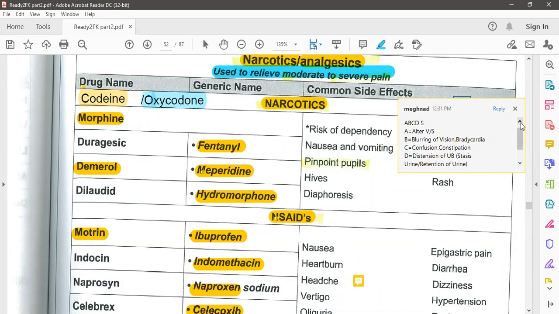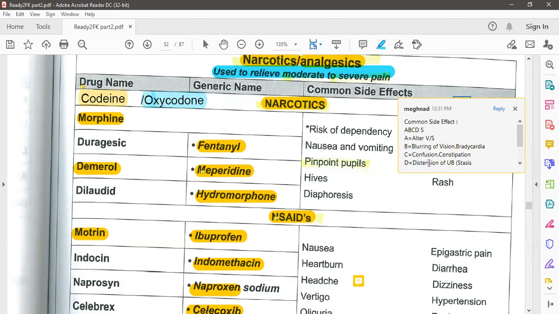So an easy way to remember the common side effects of all narcotics or opioids: A, B, C, D, and S. A stands for altered vital signs. Altered vital signs means they reduce the blood pressure, which we call hypotension. They reduce the heart rate, pulse rate. B stands for blurred vision, and B stands for bradycardia, and C stands for they can cause constipation.